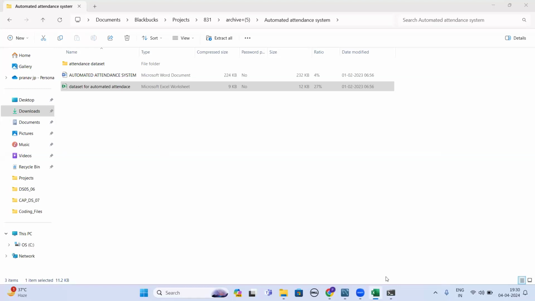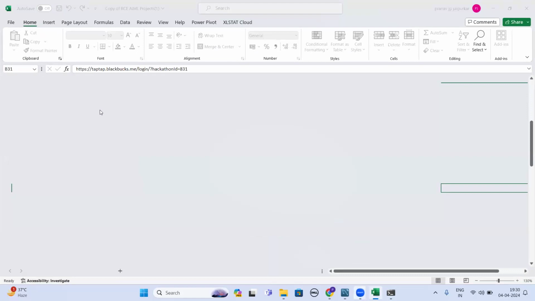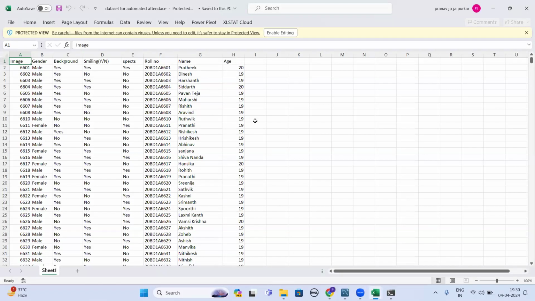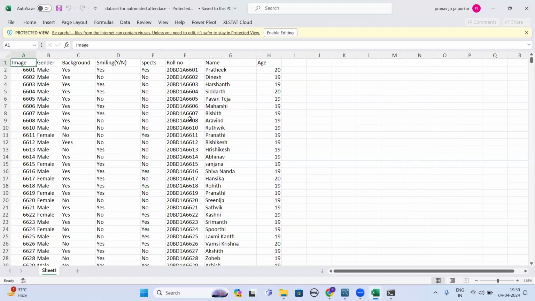So what is happening over here is that you can see the data will open up. It is the image, the gender, the background, and roll number. As I told you, according to the roll number, there would be the mapping that is available over here. So that is definitely something that you can take into consideration.